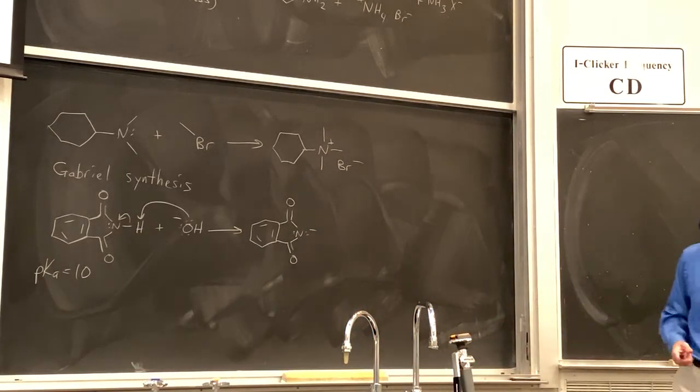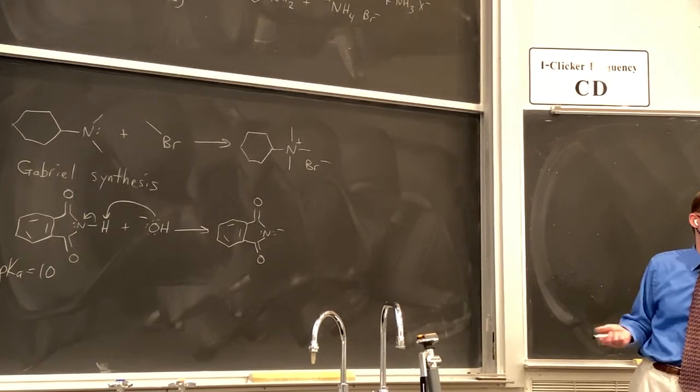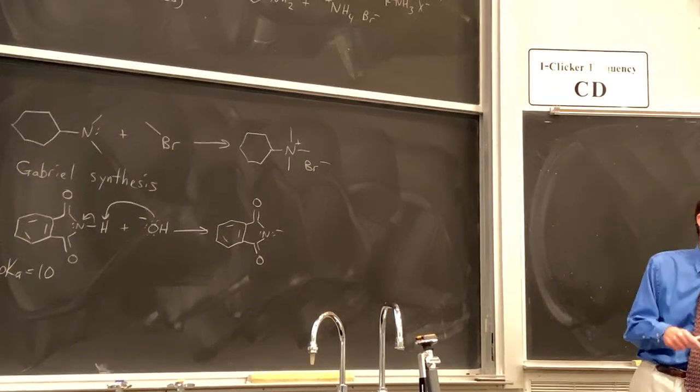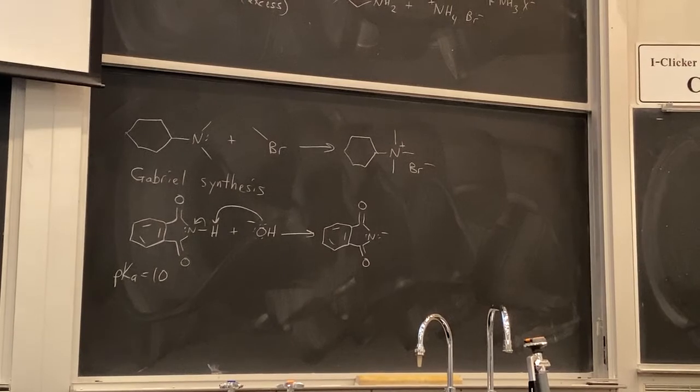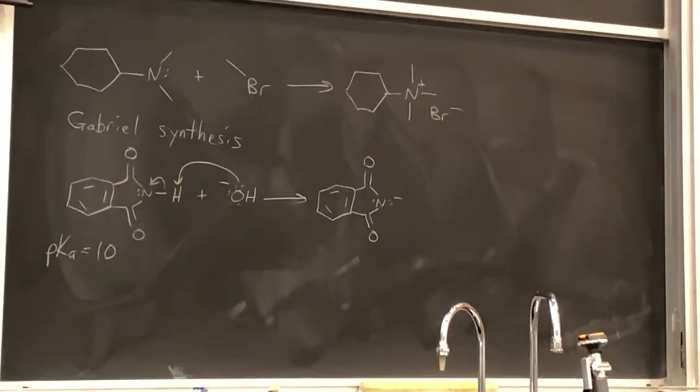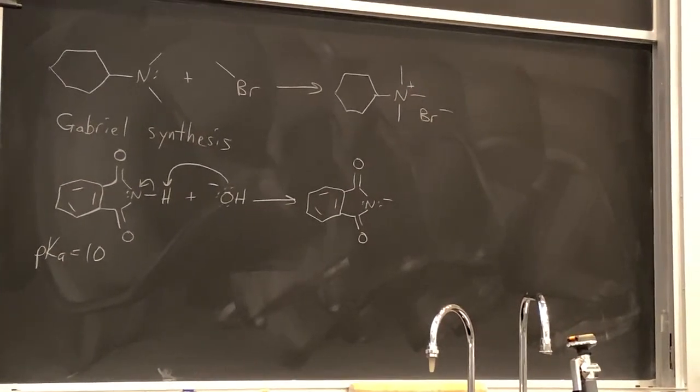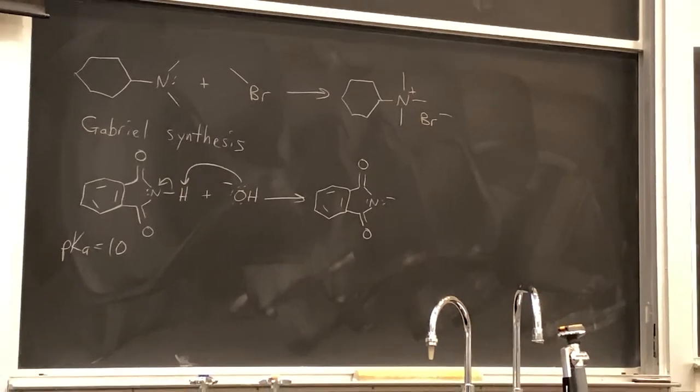Okay. Why is phthalimide relatively acidic? It's much more acidic than an amide is. Why is it much more acidic than an amide? Take a look at the conjugate base and tell me what you think.